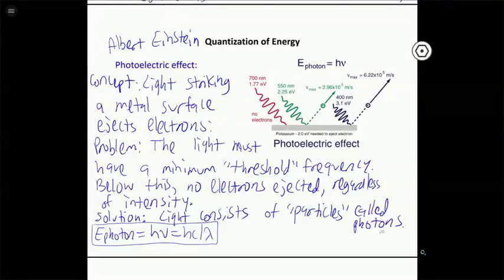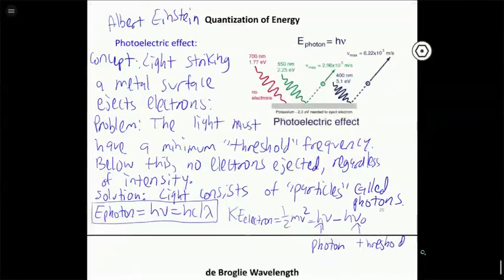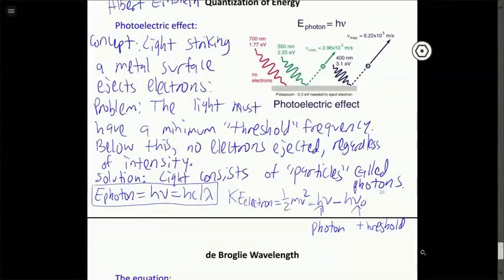And then the other part of this was that the kinetic energy of the electron that's ejected is 1/2 mv squared. This equation I don't think you're actually going to use, but it's equal to h times the frequency of the photon minus h times the threshold frequency. So this is the photon that you're shining on the surface. This is that threshold value. And so below the threshold frequency, you don't eject any electrons. Above the threshold frequency, you're able to see electrons coming off, and they have a kinetic energy that depends on the frequency that you're using.